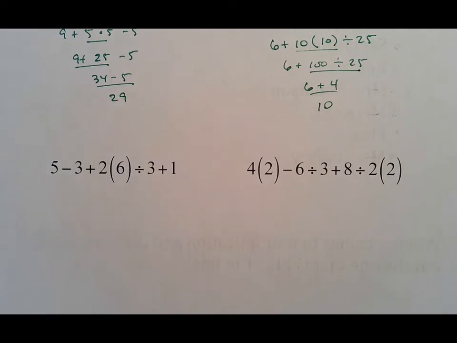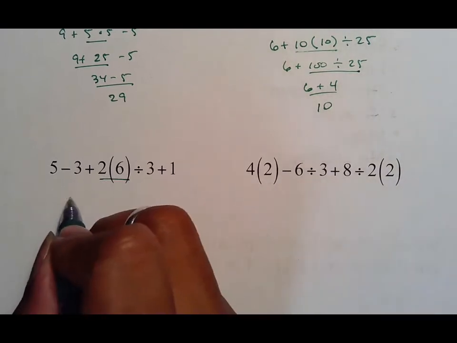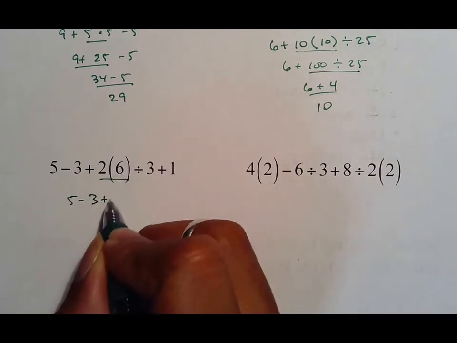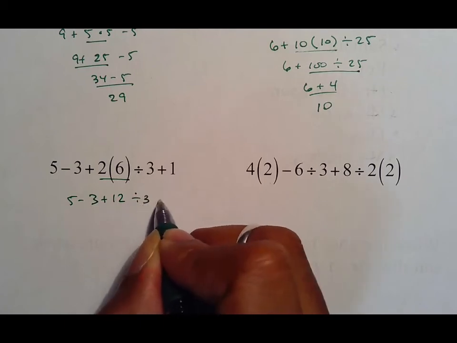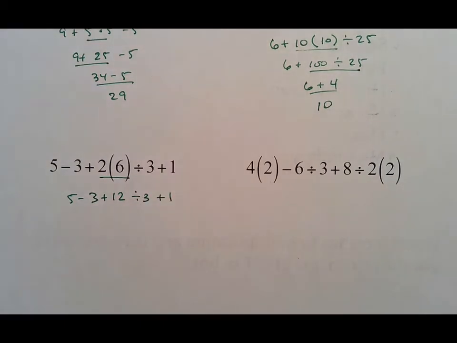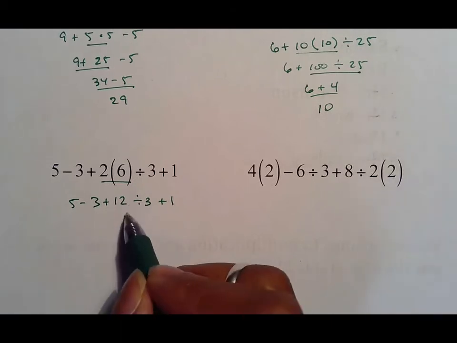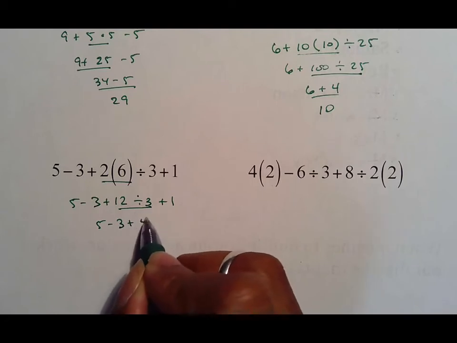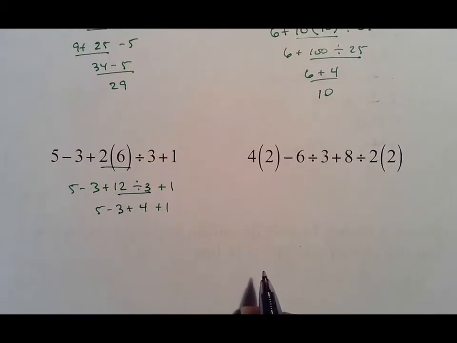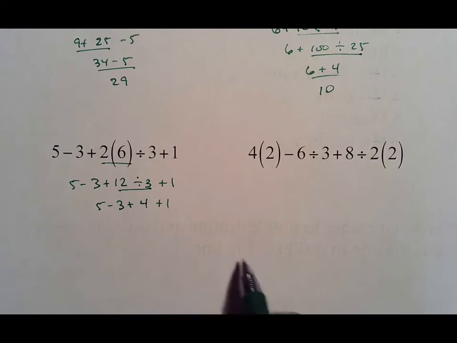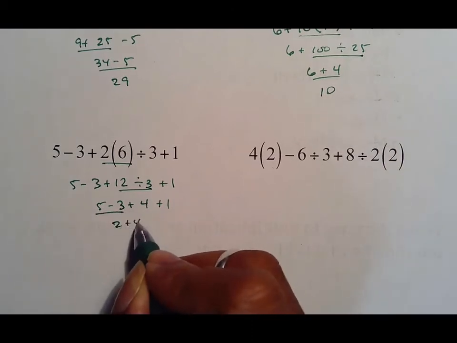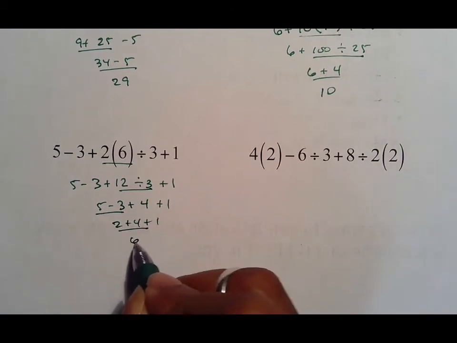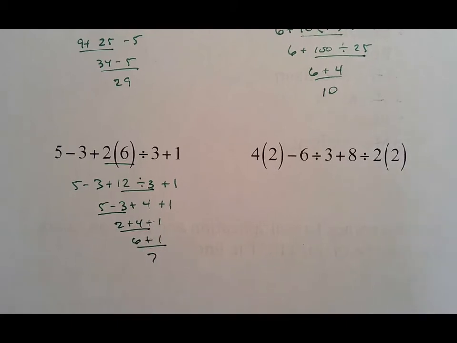5 minus 3 plus 2 times 6 divided by 3 plus 1. Remember, that's times. That's 2 times 6. First teacher in line here is this one. So 5 minus 3 plus, that turns into 12 divided by 3 plus 1. Again, scan your operations. Are there any teachers? Yes, there are. There is one right there. So 5 minus 3 plus 12 divided by 3 is 4 plus 1. Are there any more teachers in line? No. So now you feed the first student, feed the first student, feed the first student.